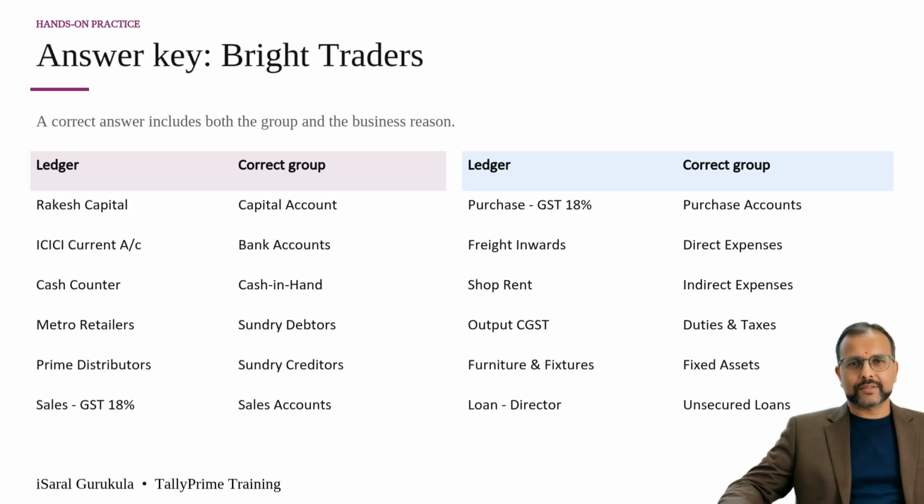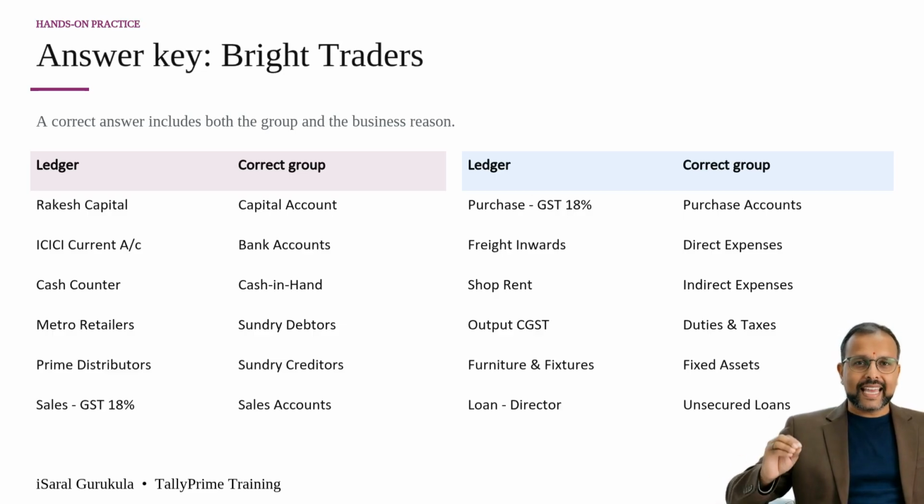Let's review the answers. A correct answer includes both the group and the business reason. Rakesh Capital goes to capital account, it's the owner's contribution. ICICI current account goes to bank accounts, it's a bank balance. Cash counter is cash in hand, it's physical cash. Metro Retailers, being a customer, goes to sundry debtors, that's a trade receivable. Prime Distributors, being a supplier, goes to sundry creditors, that's a trade payable.